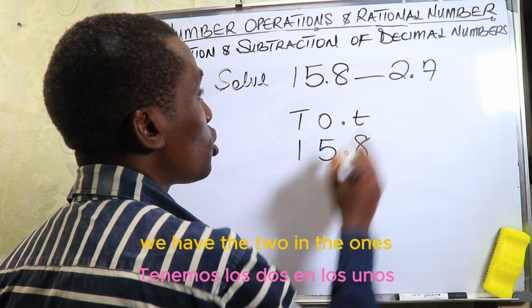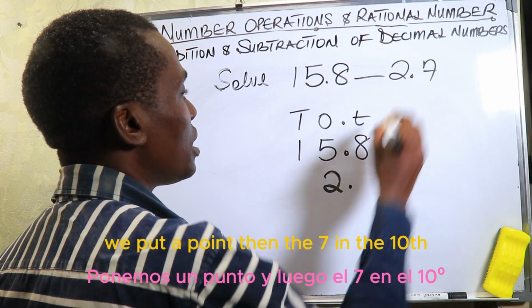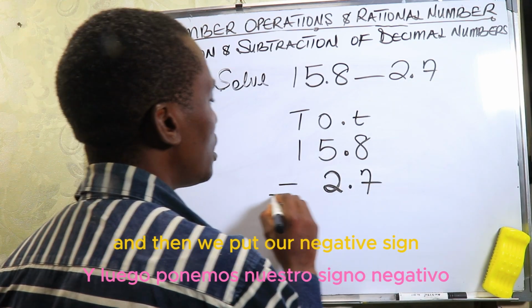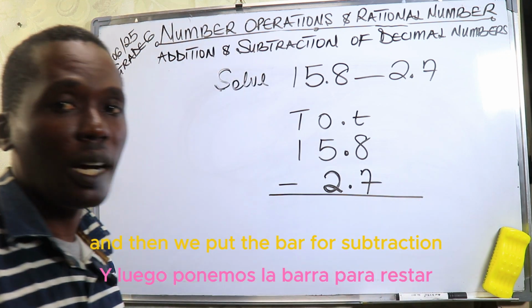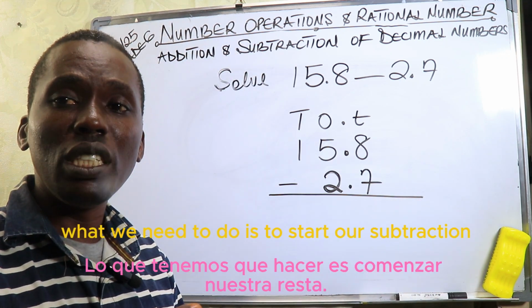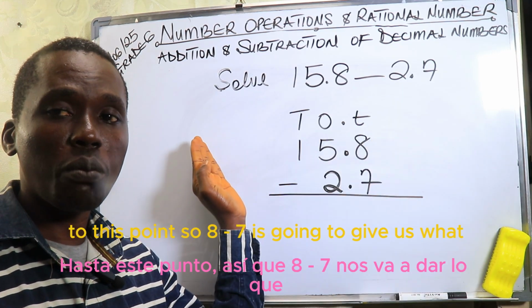We have the 2 in the ones, we put a point, then the 7 in the tenths, and then we put a negative sign, and then we put the bar for subtraction. Now, having gotten this, what we need to do is to start our subtraction from this point.